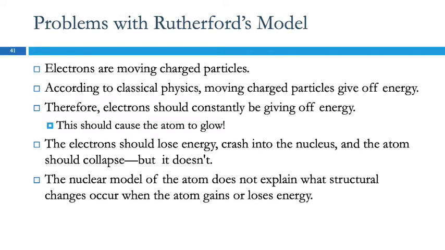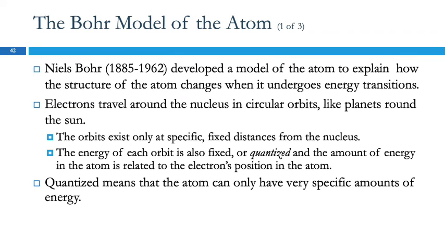And why don't they collapse? If the electron's losing energy, isn't it going to run out of energy? And then it'll get sucked into the nucleus and the whole atom would collapse. But that doesn't happen. Classical physics just doesn't help us much here. And this nuclear model also doesn't tell us what's going on structurally when atoms gain or lose energy.